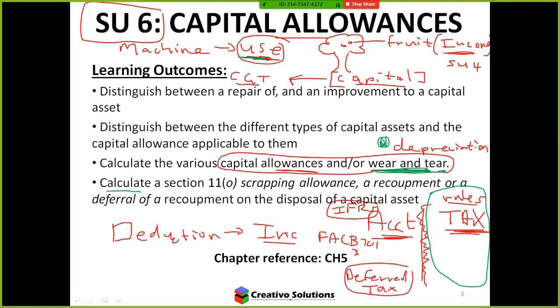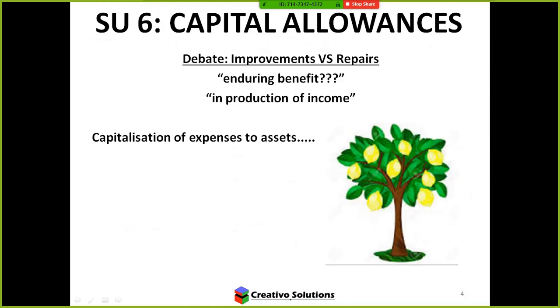So for now, we just need to consider these allowances and what they actually mean in terms of the calculation. The first part, there's the tree and fruit principle again. The big debate here: improvements versus repairs. Well, let me ask you, which one has an enduring benefit? Improvements or repairs? I would say improvements. Very good. So an improvement has an enduring benefit. This word enduring benefit comes from the distinction between capital and income. So this would be something that would be seen as capital in nature.